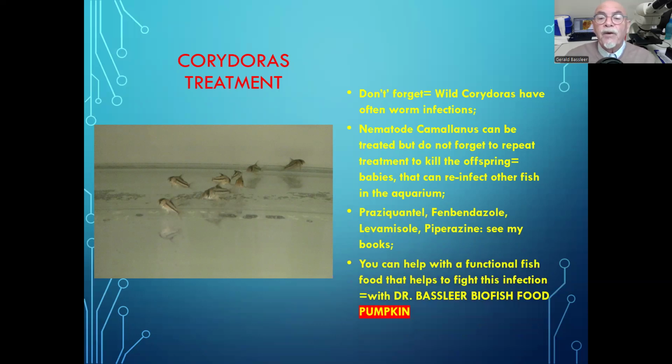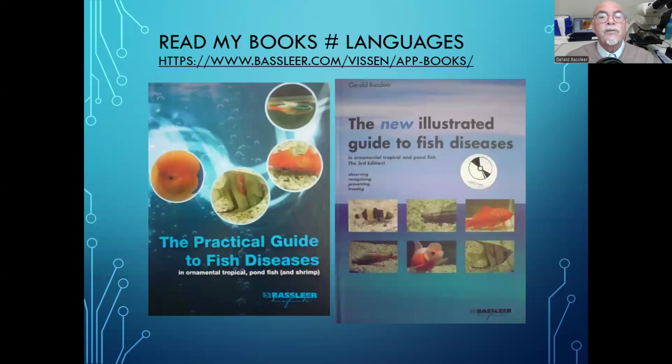You can help with functional fish food that helps the fish to fight off the infection. And we can recommend Dr. Bassleer Biofish Food Pumpkin. That is with an extract from pumpkin seeds that helps to control those worm infections.